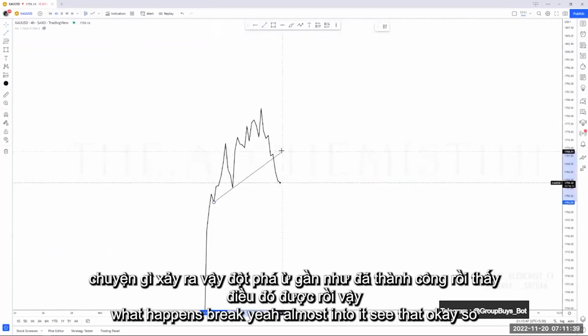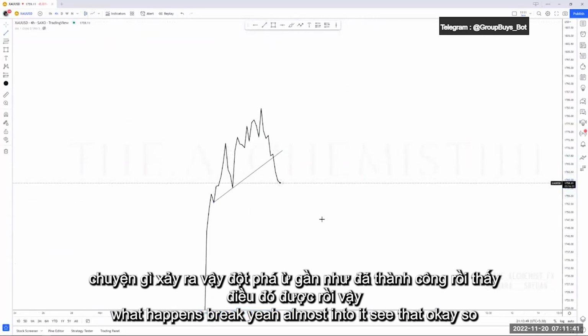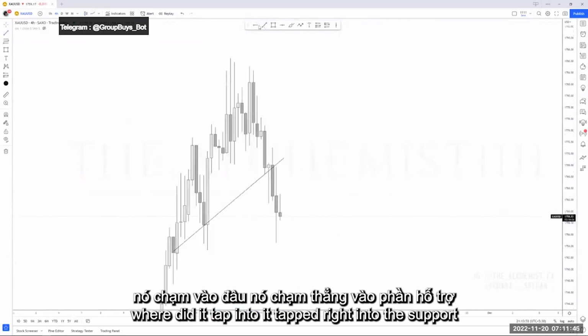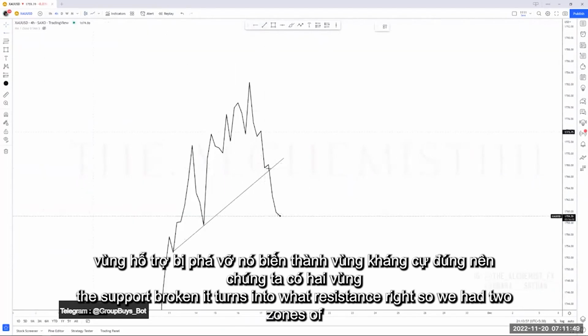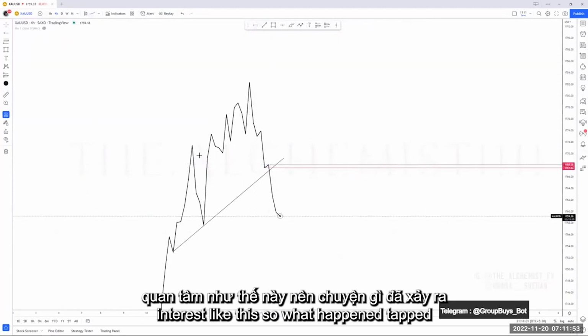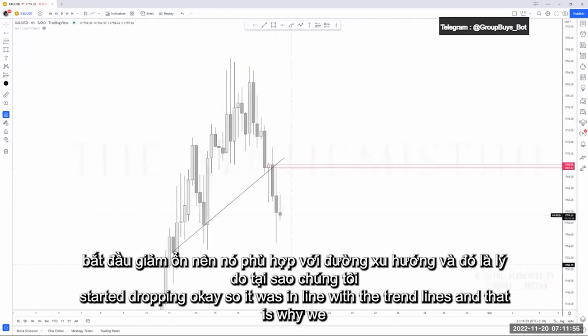What happens? Break. Almost into it. See that? So where did it tap into? It tapped right into the support. The support broken, it turns into what? Resistance, right? So we had two zones of interest like this. So what happened? Tapped, started dropping.